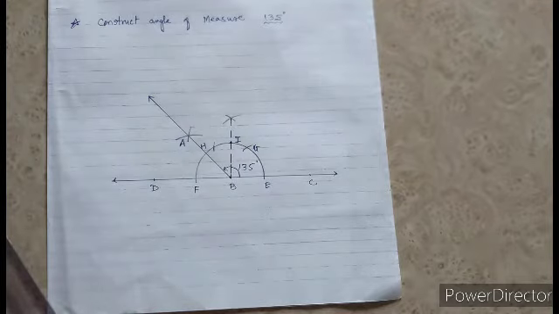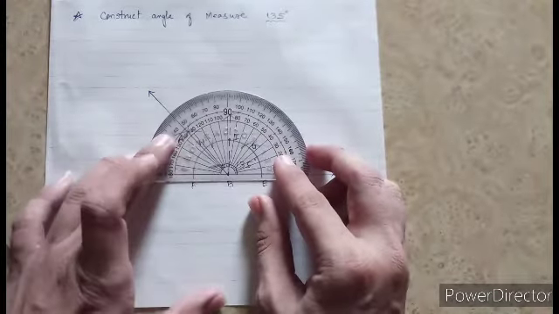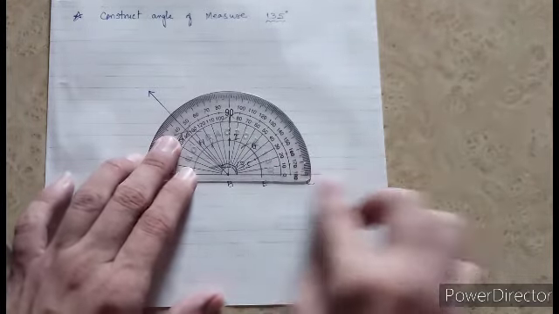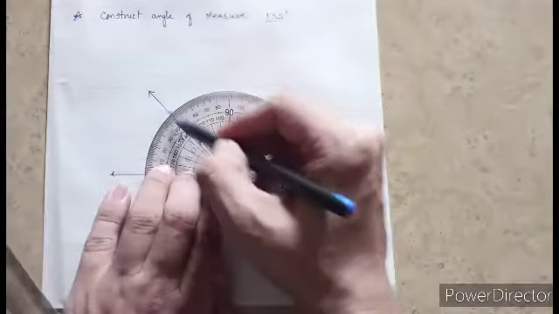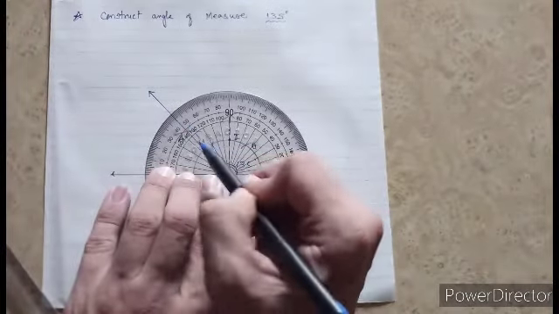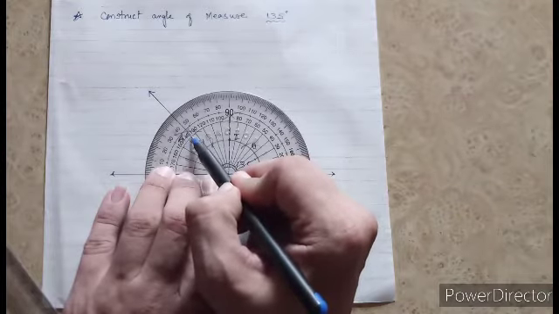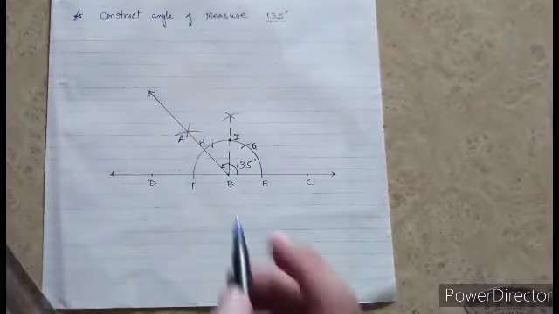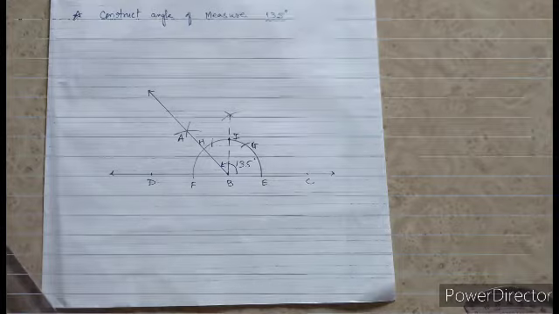You can measure this angle using a protractor, putting the center of the protractor at point B and the line of the protractor on the reference line BC. You can see here this angle ABC is a 135 degree angle. Between 130 and 140, it is a 135 degree angle. So this is the way we can construct an angle of 135 degrees.